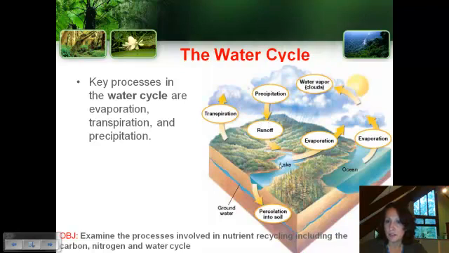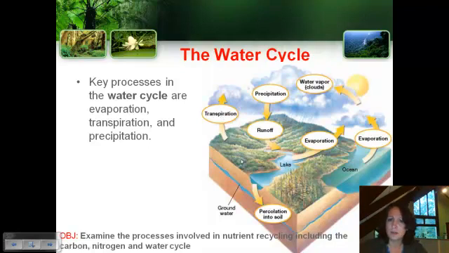So evaporation is going from a liquid to a gas. Precipitation is now going from the gaseous form down back onto land. The part that you're probably not familiar with is transpiration. And transpiration is a process that plants do.